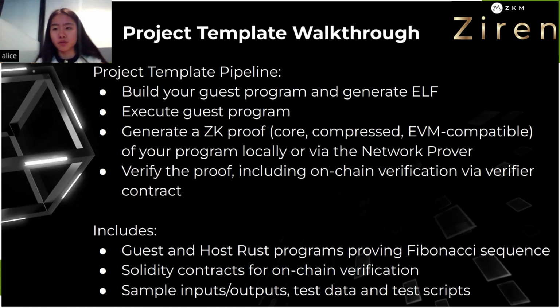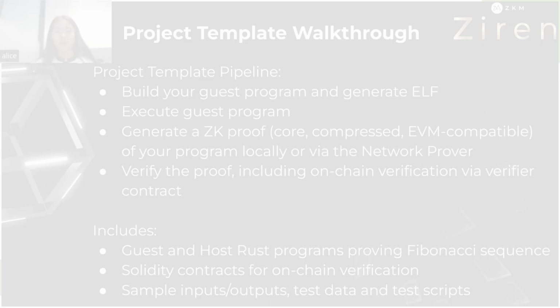The Groth16 proof is recommended. You could also generate a Plonk proof. Compared to the Groth16 proof, it's larger in size, but it doesn't require a trusted setup. So we'll be generating a Groth16 proof for the Fibonacci program in this example. And then later on, we can do on-chain verification of the proof via a verifier contract that's included in the project template. So that's an overview of what we'll be doing for this walkthrough.